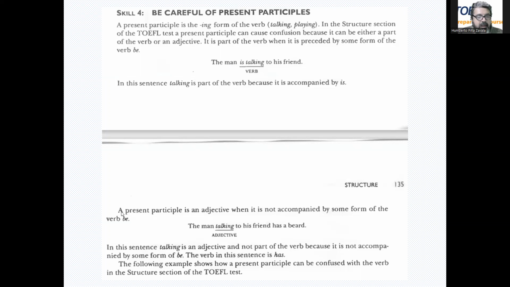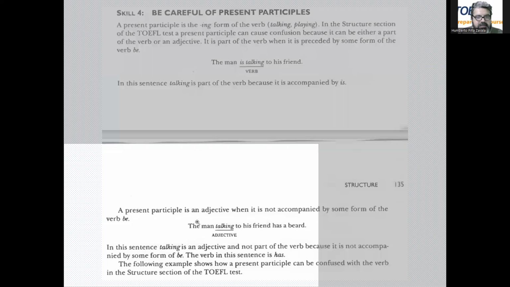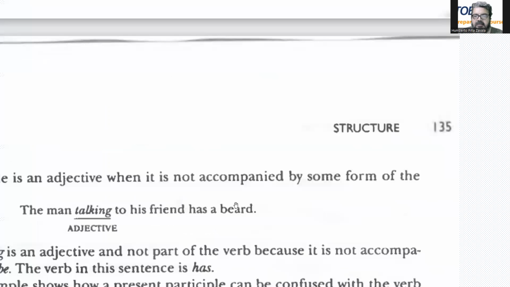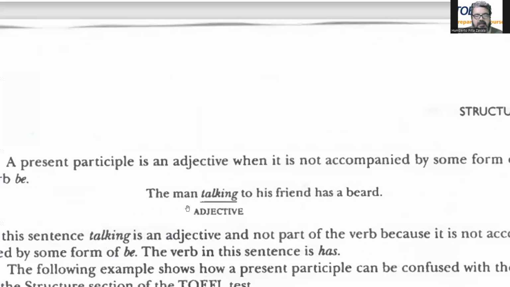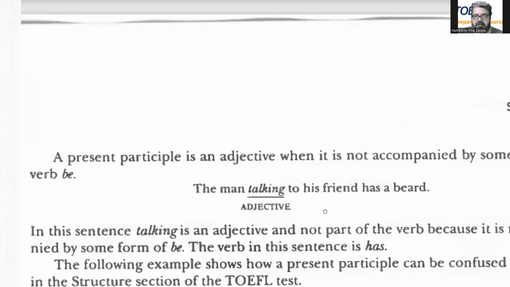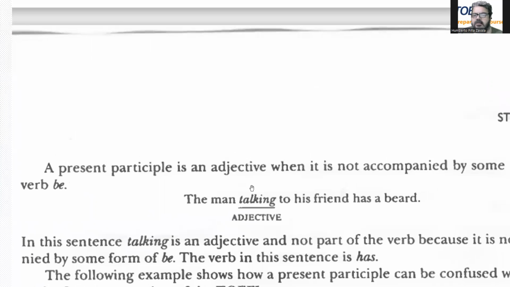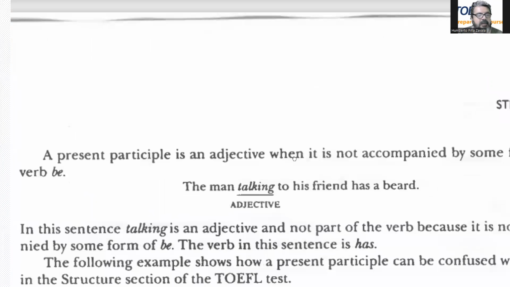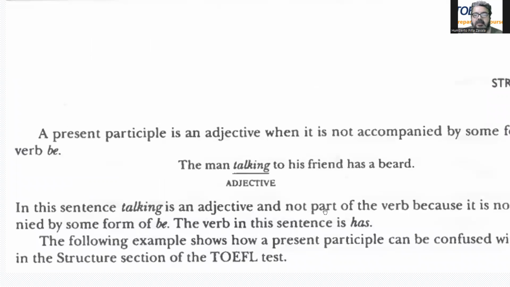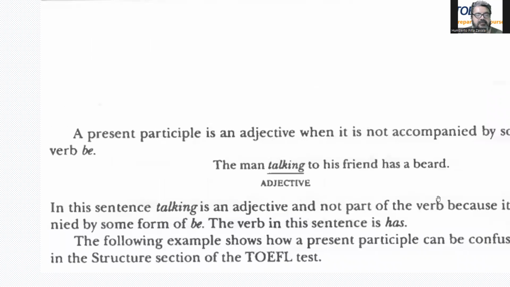All right. A present participle can function as an adjective when it is not accompanied by some form of be, right? The man talking to his friend has to be. Okay, so we got subject, the man, verb has. So talking is not part of the verb. It's an adjective describing the man that we're talking about. What man are you talking about? The man talking to his friend. Oh, I thought the man sitting down. No, that's not the one. So in this sentence, talking is an adjective and not part of the verb because it is not accompanied by some form of be. The verb in this sentence is has.